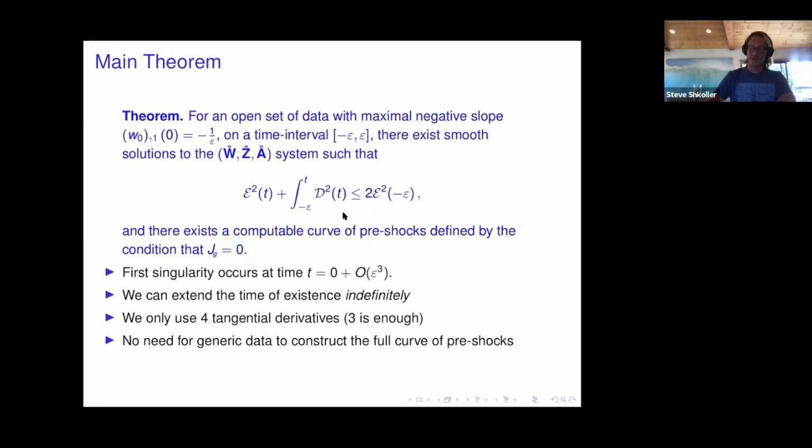Now, the point here is that the first singularity, there was this curve that I drew for you, and this was the first point where the characteristic surfaces touched. And this is roughly happening at time 0, plus or minus epsilon cubed. And we can go much further than that.